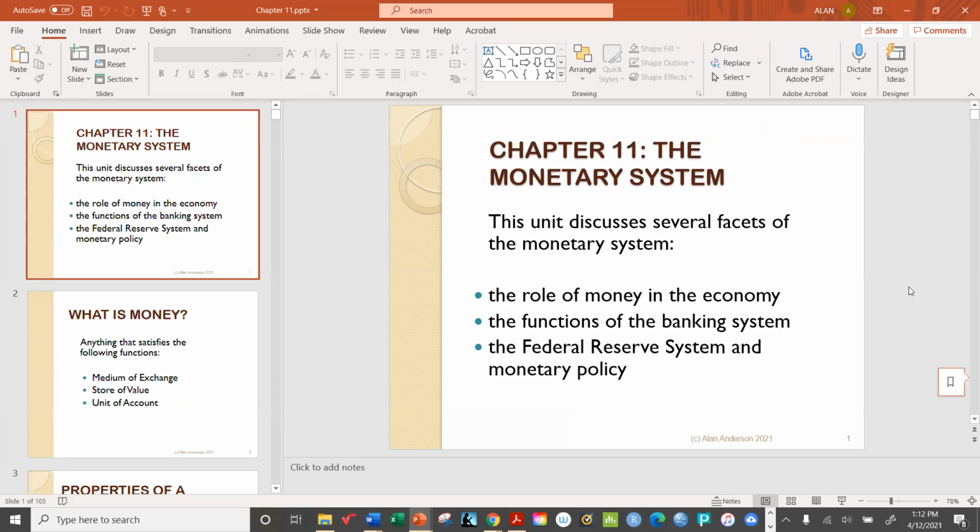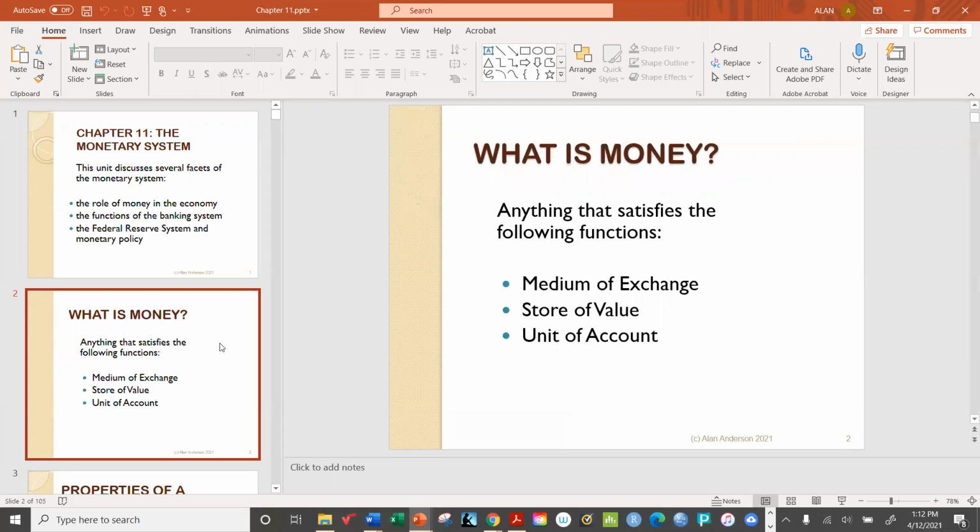So we're going to formally define money as anything that satisfies the following functions. Anything that satisfies these could be considered a form of money. That would be the medium of exchange, the store of value, and a unit of account. And we'll explain these as we go along. So what do these things actually mean? Well, let's find out.